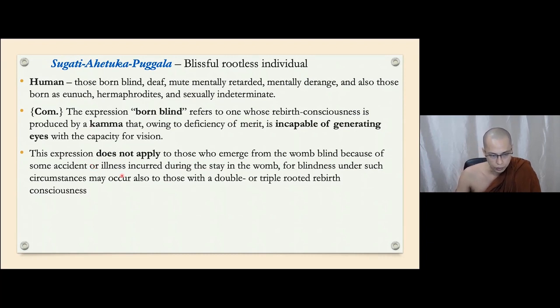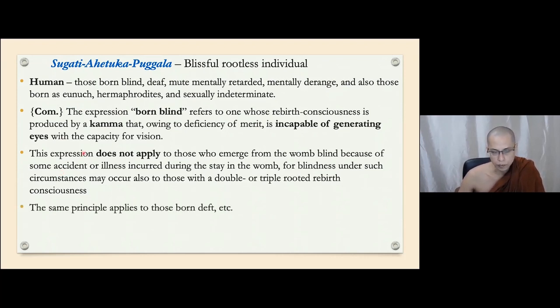So we cannot identify the person from when he was born from the mother's womb. So we have to understand the system to classify the blind born or deaf born. This is the explanation from the commentary. The same principle applies to born deaf, etc. The ear also changed due to other conditions. At that time, we cannot consider that he changed to the sukati ahetuka.